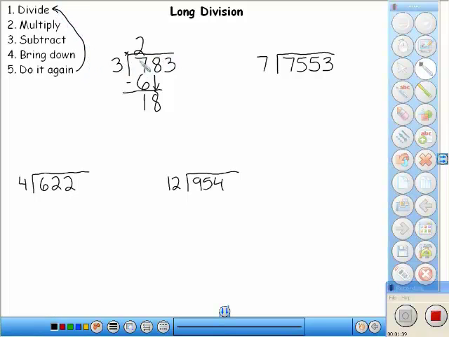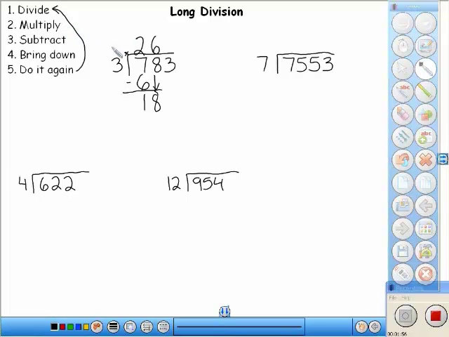And now, remember, we don't look up here anymore. Now we're looking here, and we ask ourselves, how many times does 3 go into 18? Good. It goes in exactly 6 times. And again, if you're not sure, start with 1. 3 times 1, 3 times 2, and keep working your way up until you get to 18. And in this case, it goes in exactly 6 times.